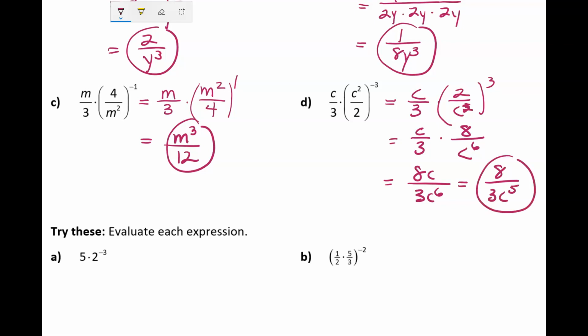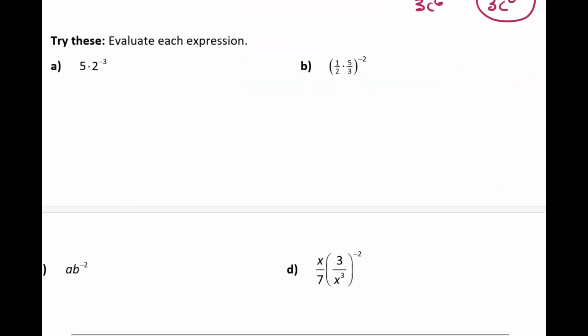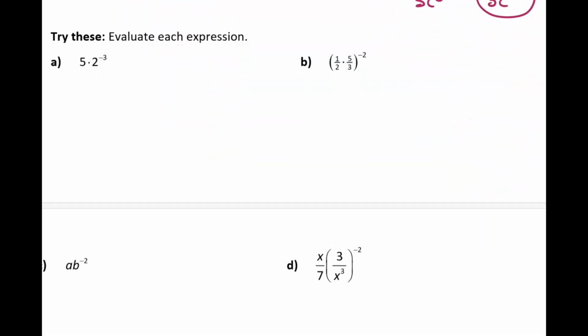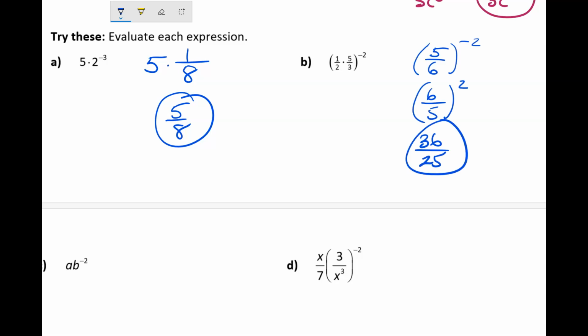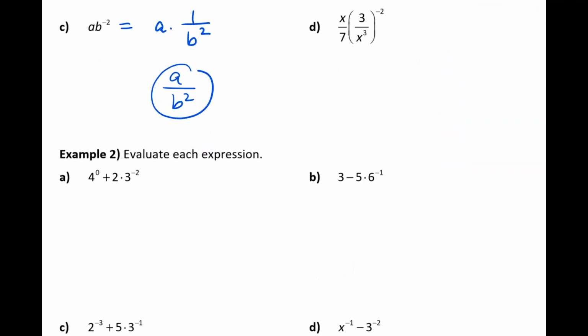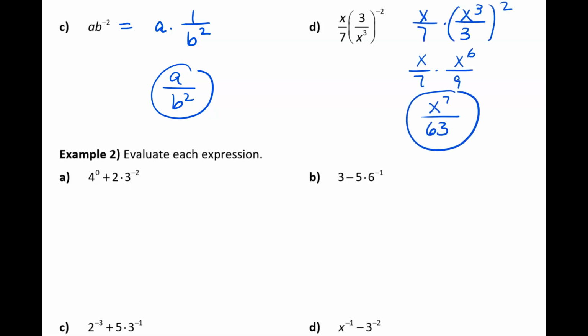All right, it is now your turn to try, so pause the video and try A on your own. For A, you should have gotten 5/8. Now try B. For B, you should have gotten 36 over 25. Now let's try C. The answer to C is a over b squared. Now try D. And the answer to D is x to the 7th over 63.